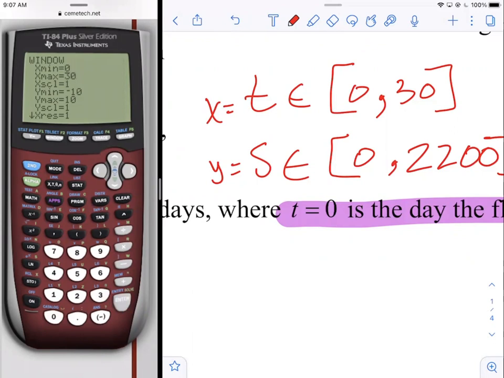I turn my scales off. Yesterday we left it as one, but I always turn them off to zero. It doesn't need to put a tick mark. If you want it there, that's fine. And then zero to 2200. And I'll turn this one off. And then that's all you need to worry about. The resolution and all that, you just let it go. And now we'll hit graph.